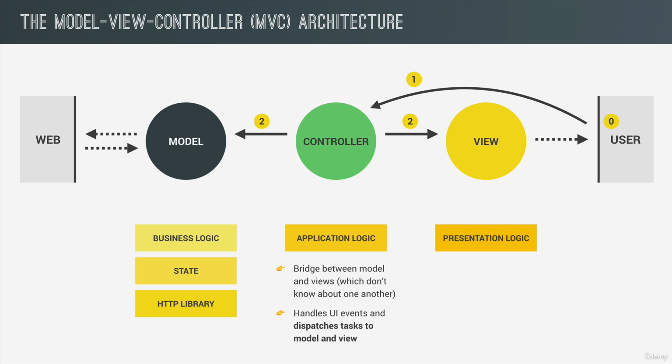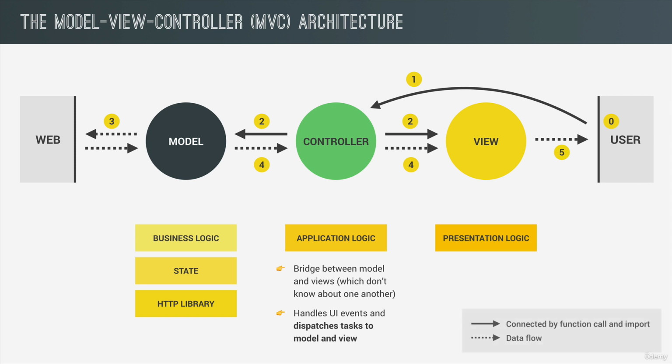Now, asking the model for some data might of course involve doing an AJAX request to the web. And so that's exactly what the model does. Then when the data arrives, the controller takes the data and sends it to the view. And so finally, to finish, the view will render that data to the user interface and finish this whole cycle.